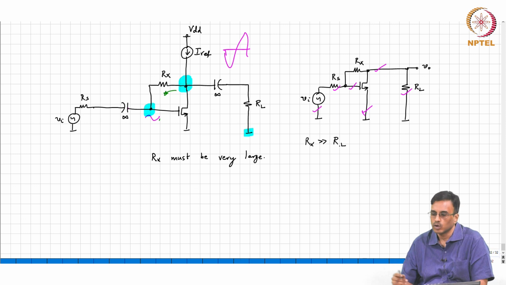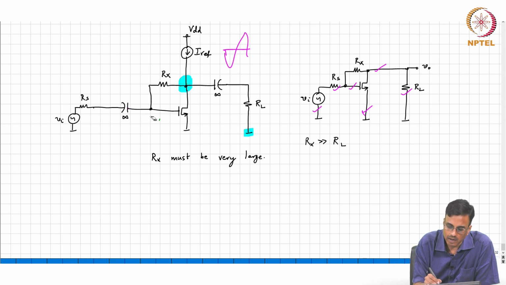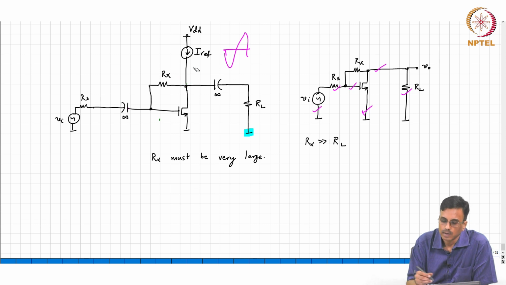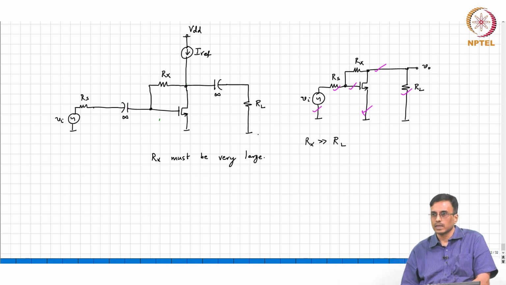All right. So, this is therefore yet another common source amplifier, which again, as you can see, looks very different from the other two amplifiers that we have seen. But as far as the incremental circuit is concerned, it is exactly the same.